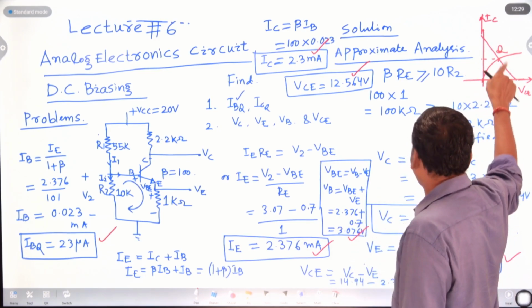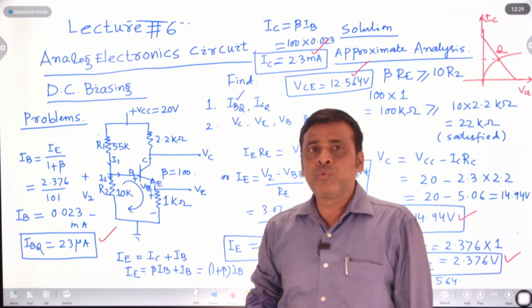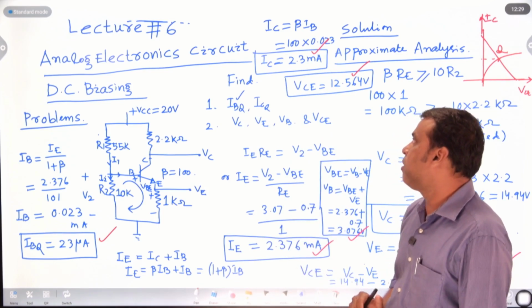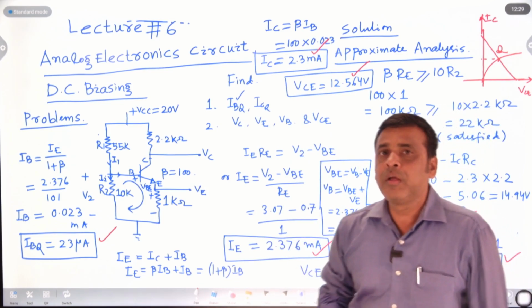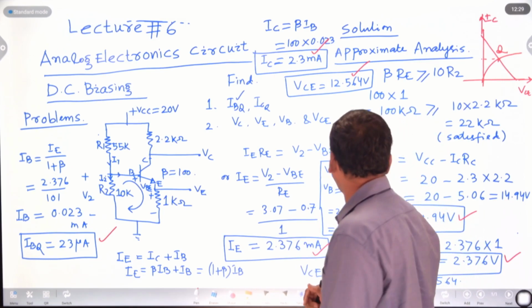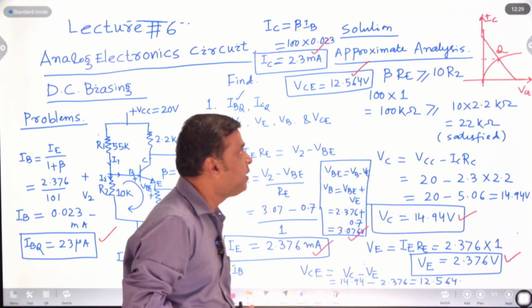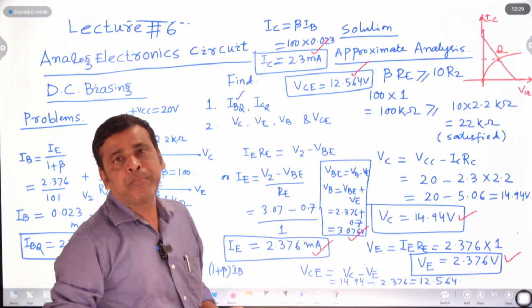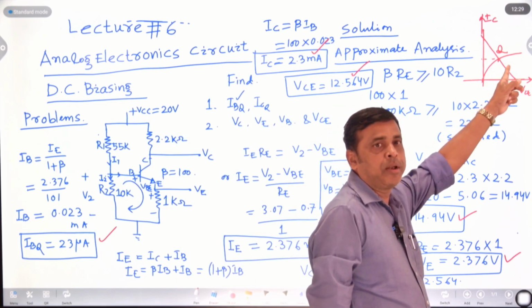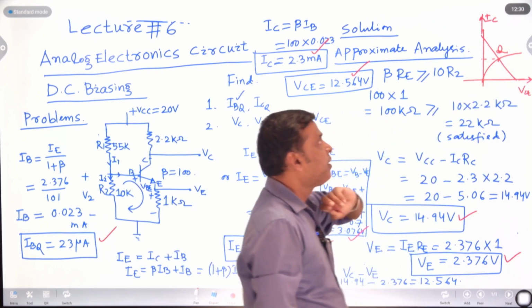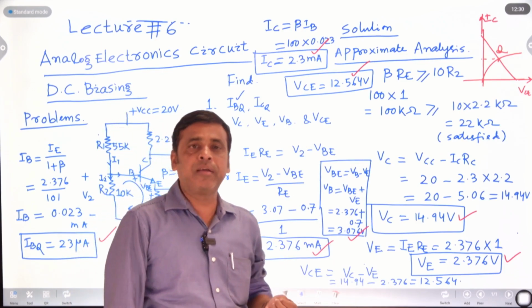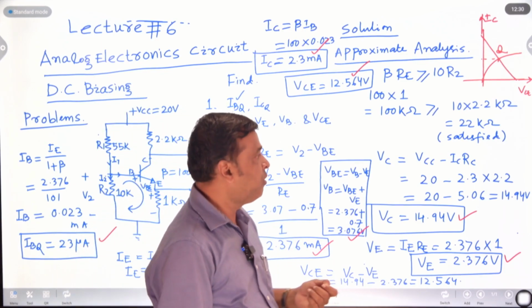To stabilize the Q point, we are going to choose a proper biasing method. In case of DC biasing for BJT, we have to prefer the voltage divider biasing, because with voltage divider biasing we have a stabilized Q point. That means whatever the variation of the transistor parameters, the Q point is independent of it. That's why we prefer voltage divider biasing rather than other methods like fixed bias, collector base bias, and emitter bias.